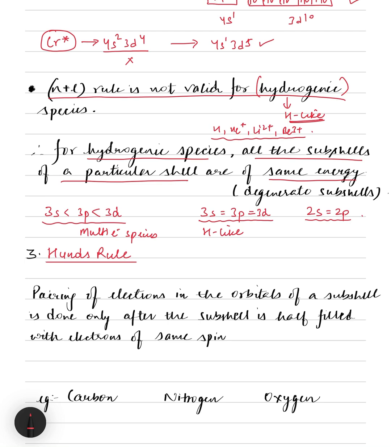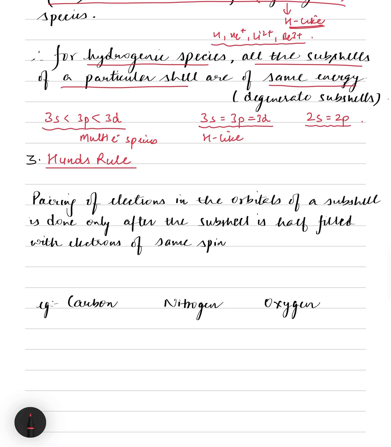Next very important rule is Hund's rule. Now Hund's rule says that the pairing of electrons in an orbital of a subshell is done only after the subshell is half filled with electrons of same spin. Now what is the meaning of this?